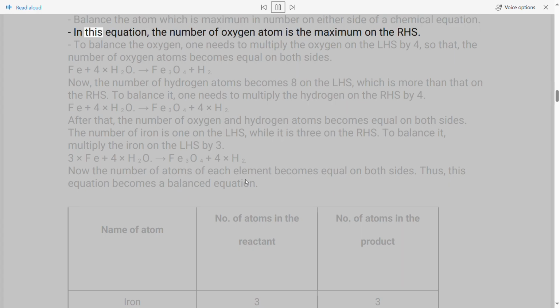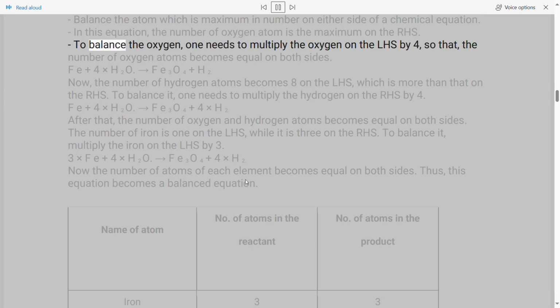In this equation, the number of oxygen atoms is the maximum on the RHS. To balance the oxygen, one needs to multiply the oxygen on the LHS by 4, so that the number of oxygen atoms becomes equal on both sides. Fe + 4H2O.